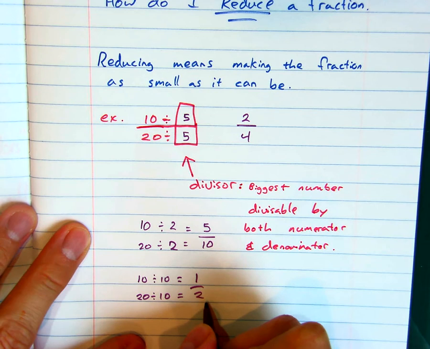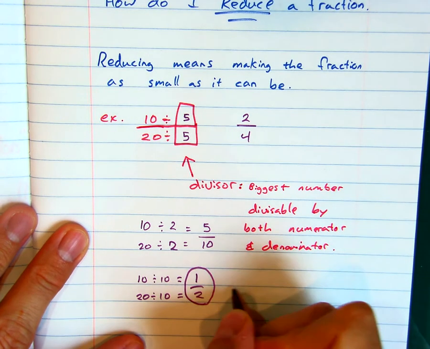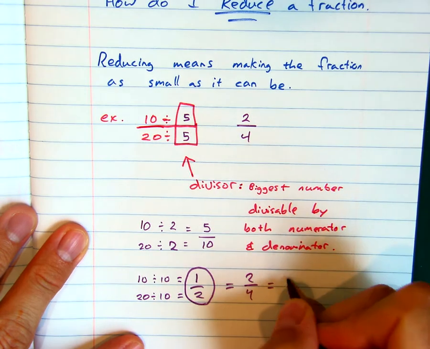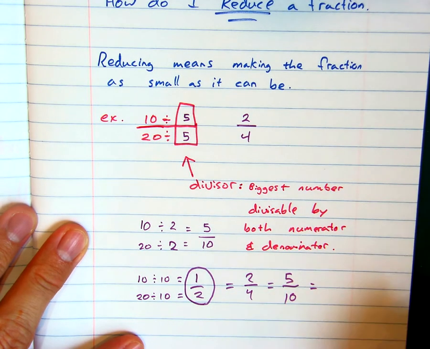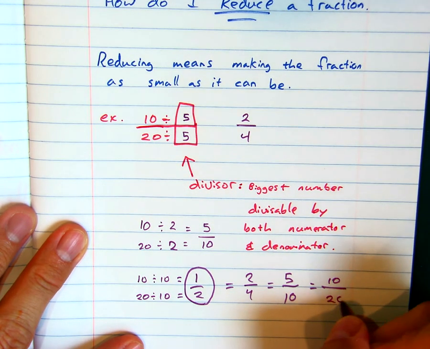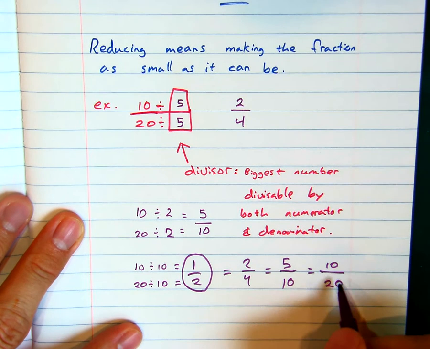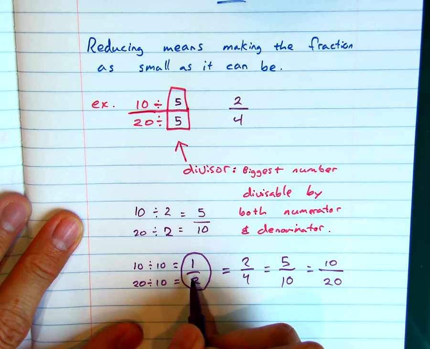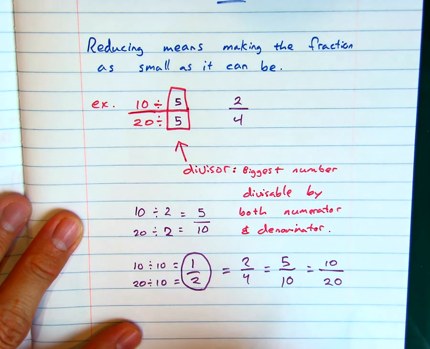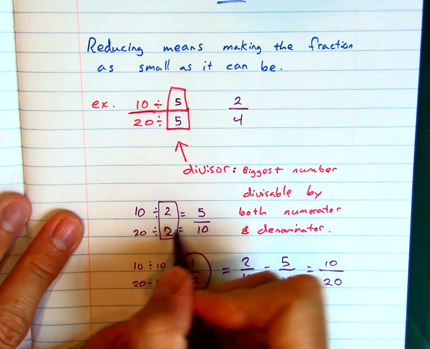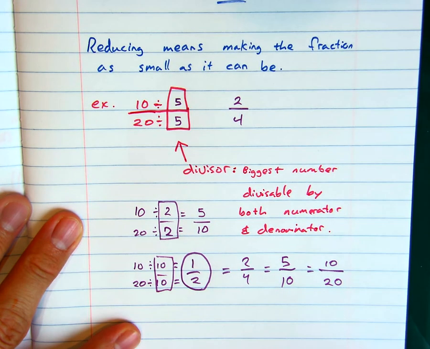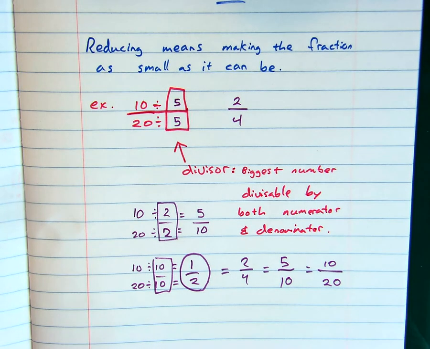So what we end up with is 1/2 is equal to 2/4 is equal to 5/10 is equal to 10/20. What we have to do is take that fraction we started with and get it as small as possible. And we're going to do that by finding the biggest divisor. So 2 is not going to work for us. 5 didn't work for us. 10 was the divisor that worked. All right. Good luck, mathematicians. Have a great day.